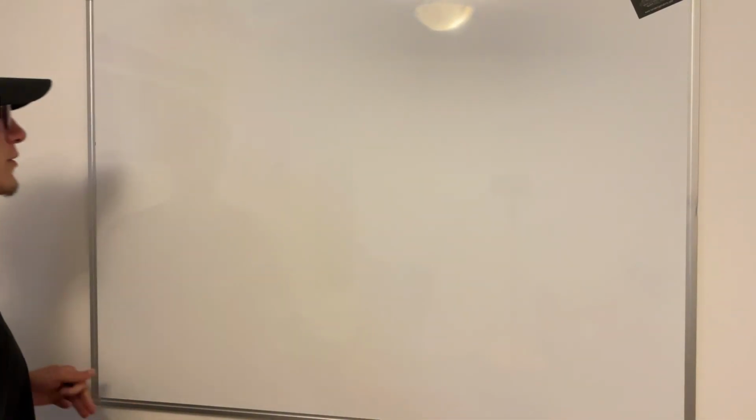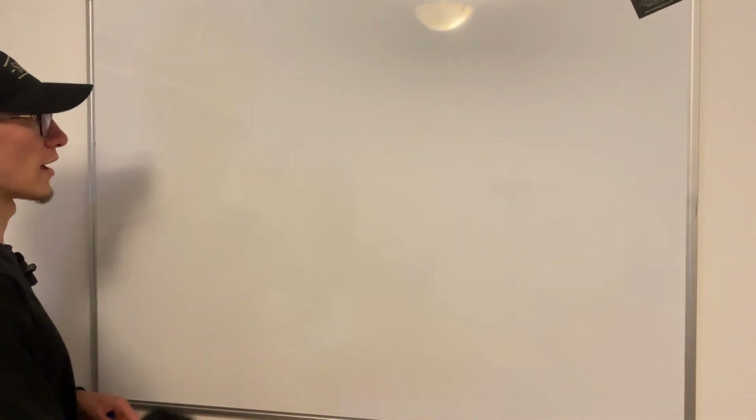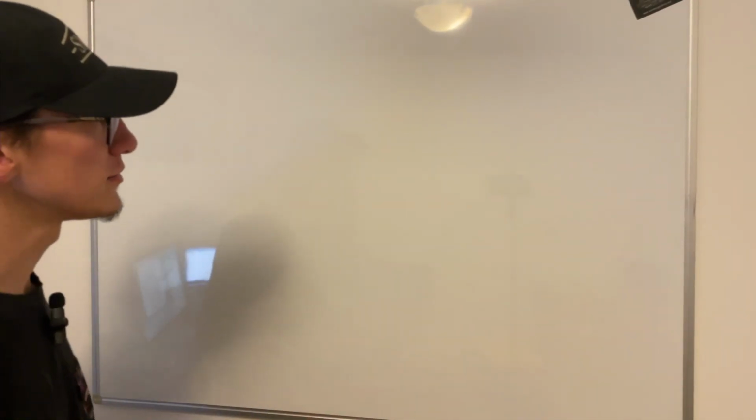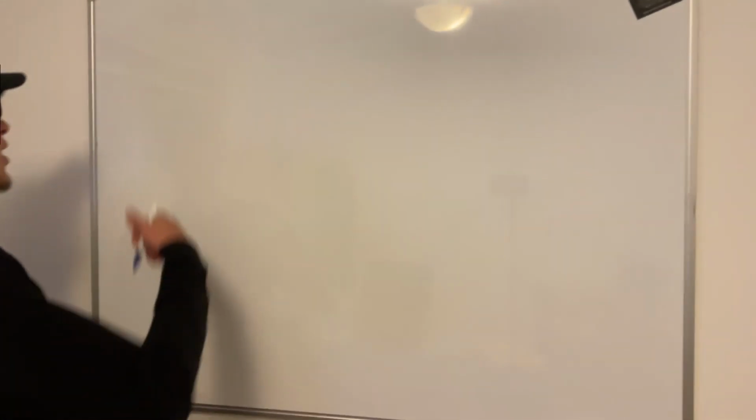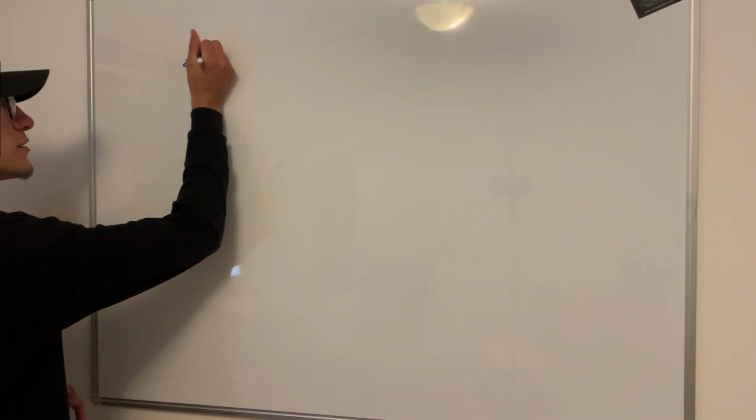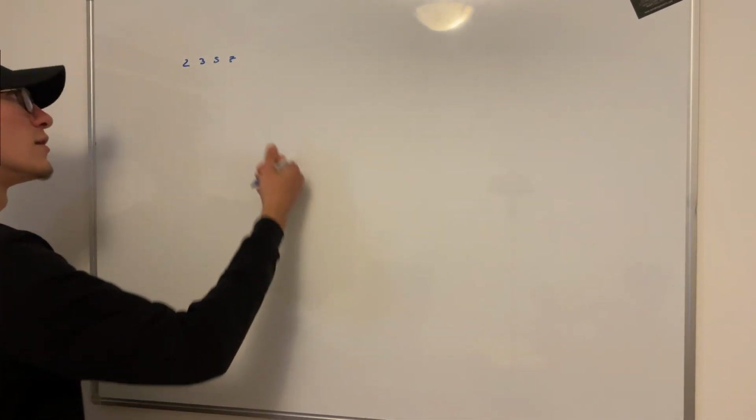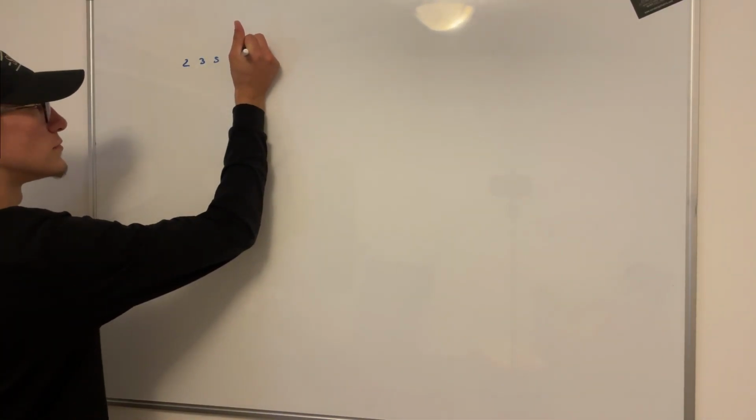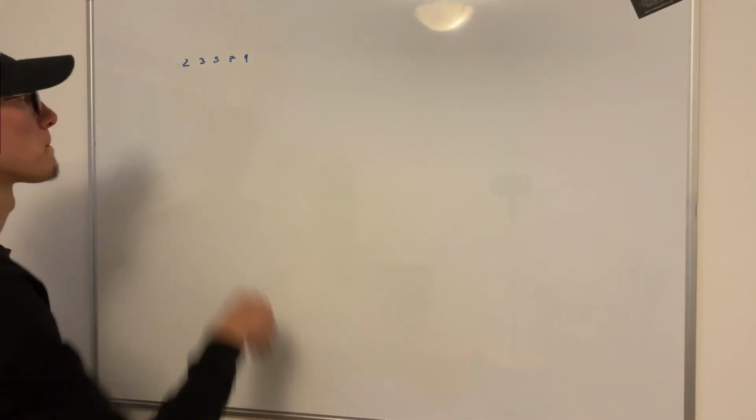So the prime numbers, right? We all know them. They're whole numbers that are only divisible by themselves and one, and one is not included in those. So we start with 2, and then we have 3, 5, 7, 9, and so on and so forth, right?